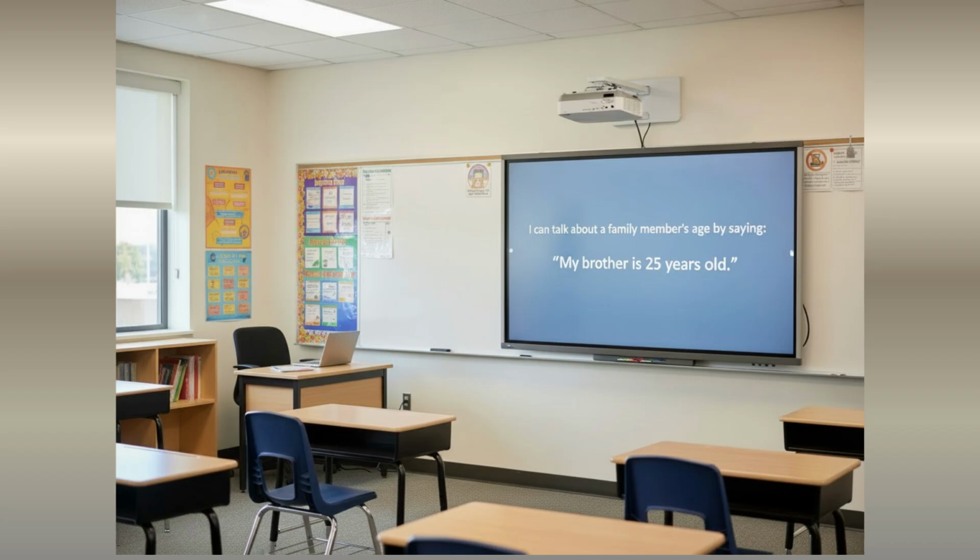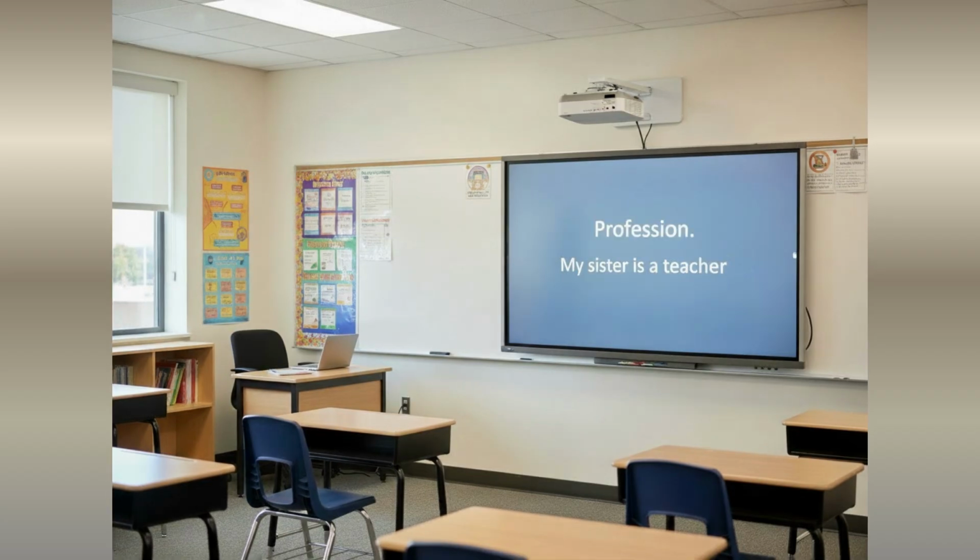I can also talk about their profession. For example, I can say, my sister is a teacher. I can also talk about their moods and feelings. For example, I can say, my mother is happy today. In the same manner, I can also use the verb to be to talk about their nationality. For example, I can say, my sister is from Mexico, or I can say, my sister is Mexican.